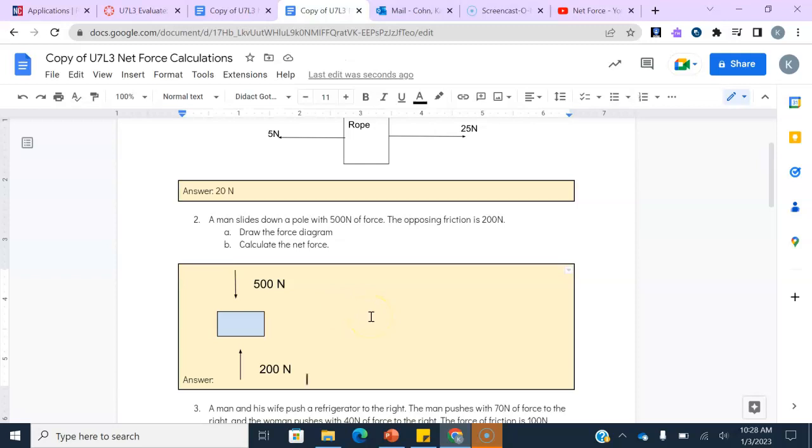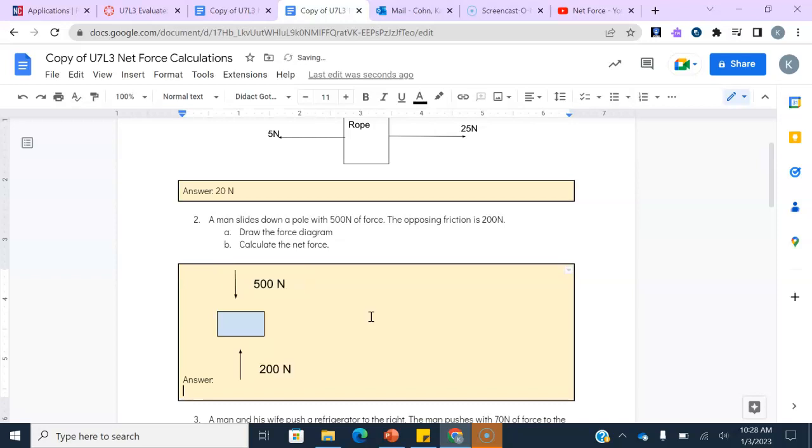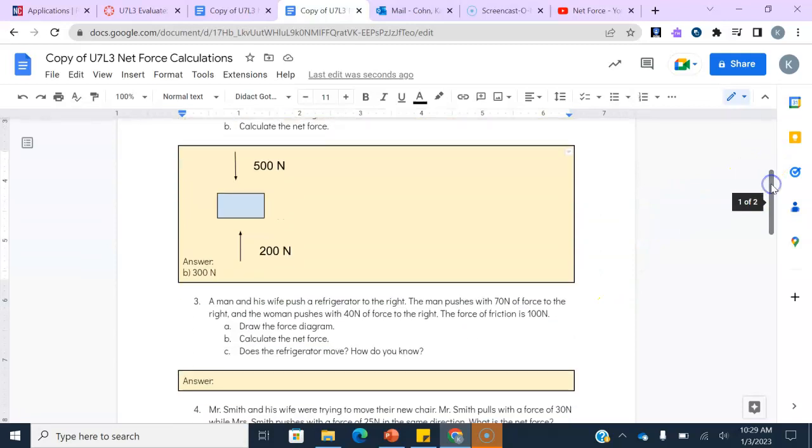So that's A, to draw the force diagram. B is to calculate the net force. Again, these forces are in opposite directions. So whether they're pushing against each other or pulling away from each other, you subtract. So 500 newtons minus 200 newtons is 300 newtons. So that is the answer to number 2. You've got your force diagram, and you have your net force there as well.